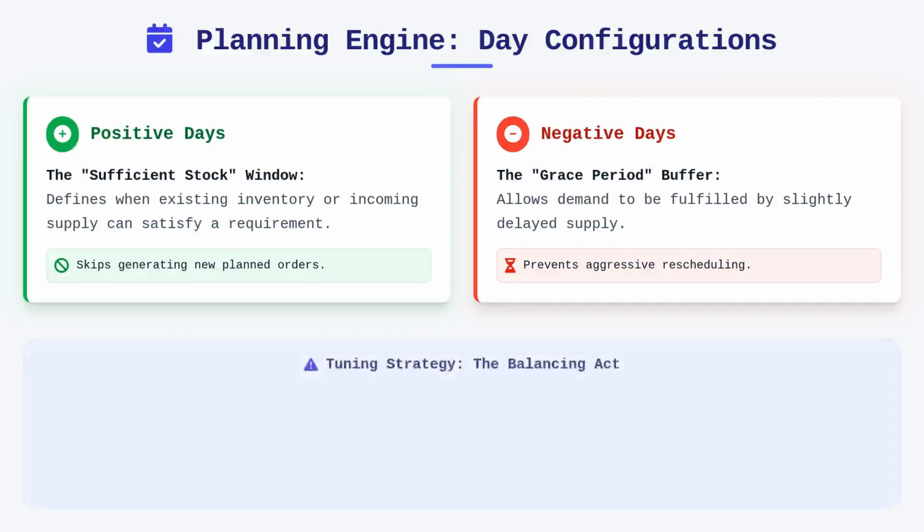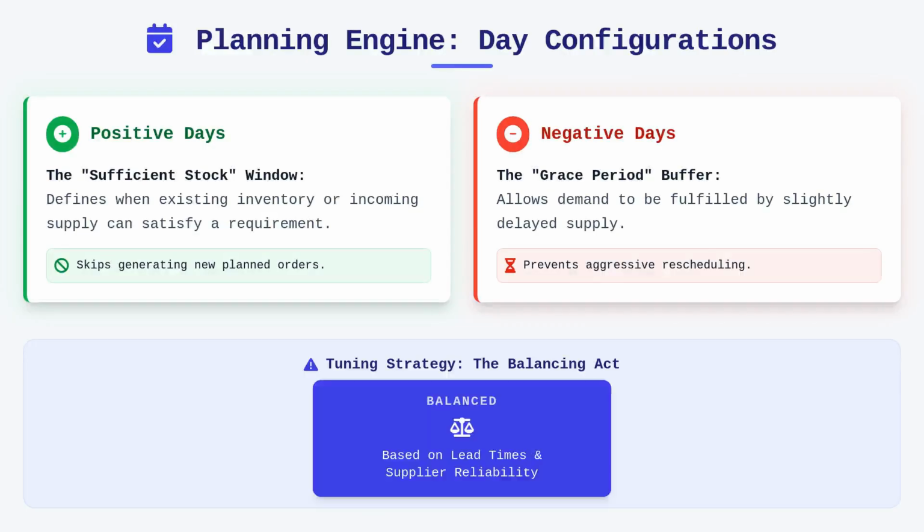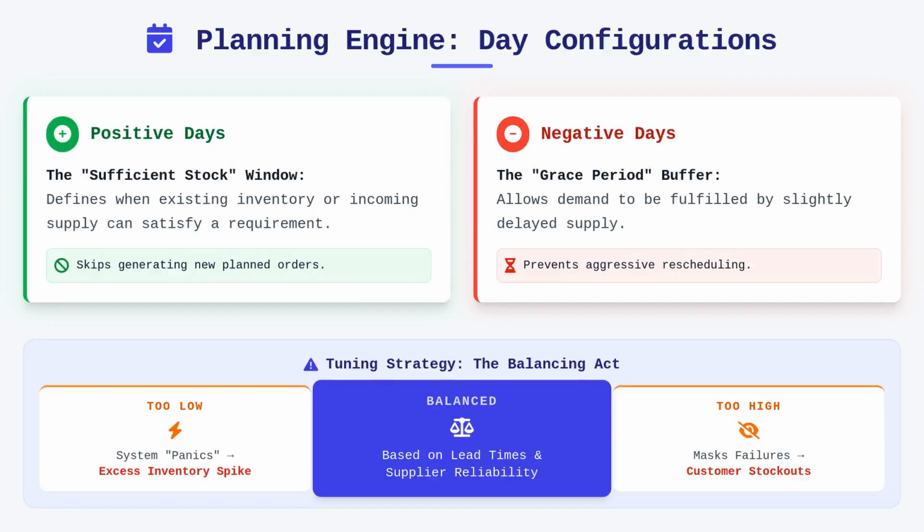You must approach these parameters by analyzing your lead times and supplier reliability, as an improperly tuned negative days setting can either mask genuine supply failures or cause a massive spike in planned order suggestions. If you set your negative days too low, the system will panic at any slight delay, generating a flurry of planned orders that create excess inventory levels. If you set them too high, you might fail to detect a legitimate need for procurement action until it is too late to satisfy your end customers.